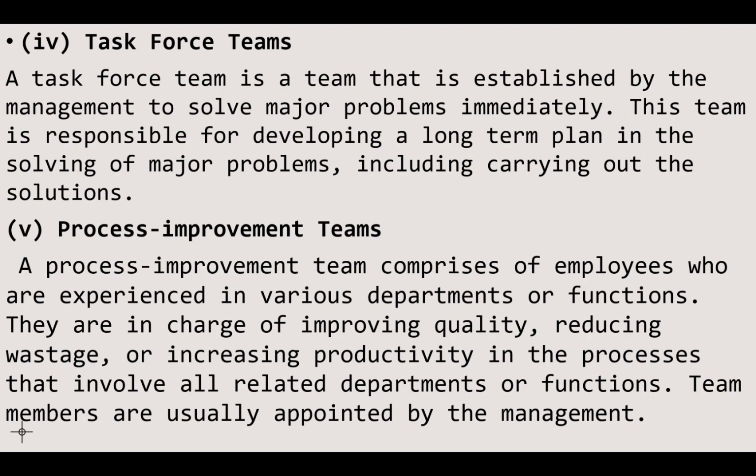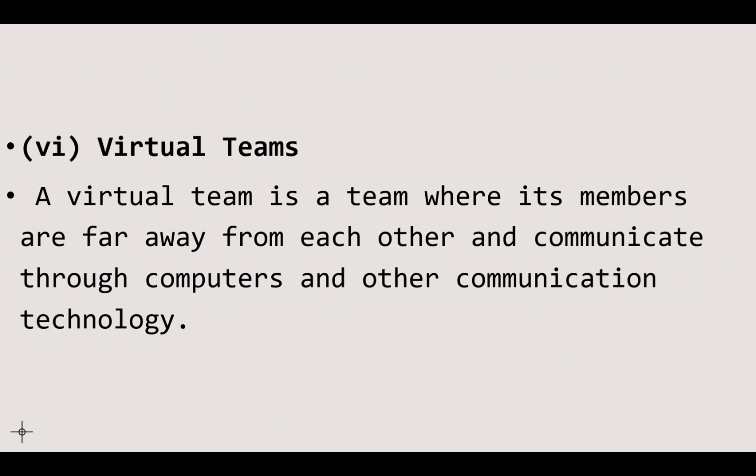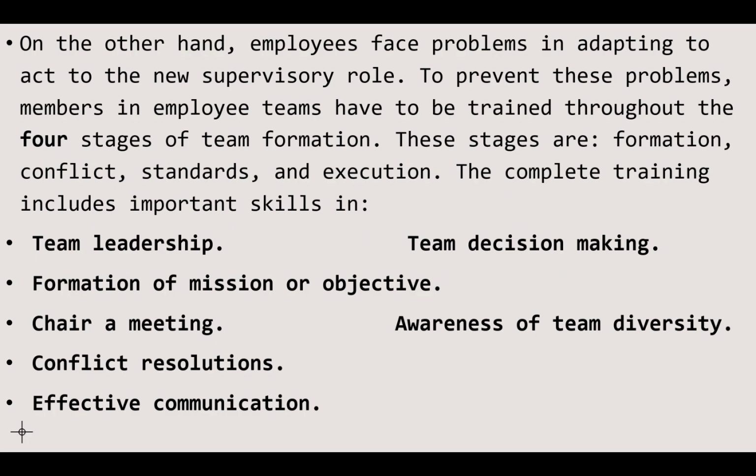And number 6 is, so here the next one is virtual teams. A virtual team is a team where its members are far away from each other and communicate through computers and other communication technology. So virtual teams, for example, a corporation with a team of several branch managers in different locations who will communicate online. Virtual online like that.